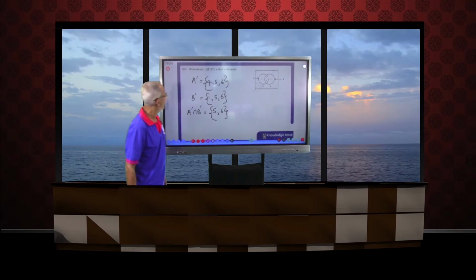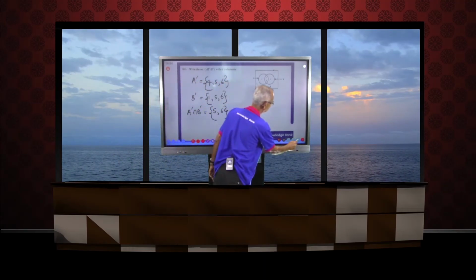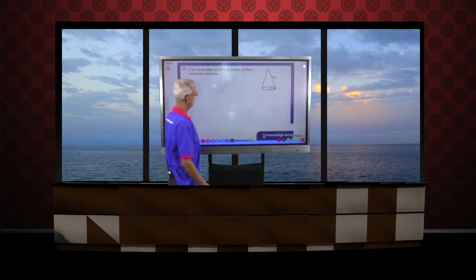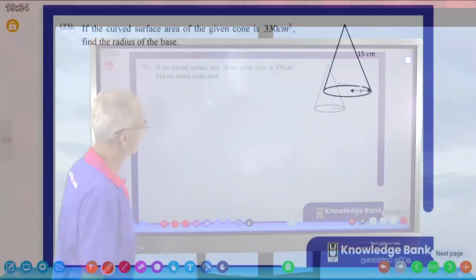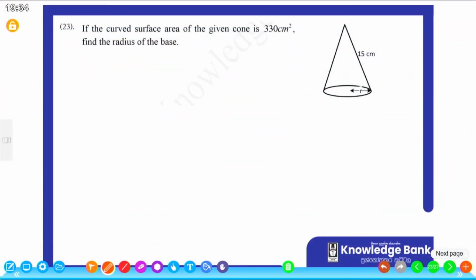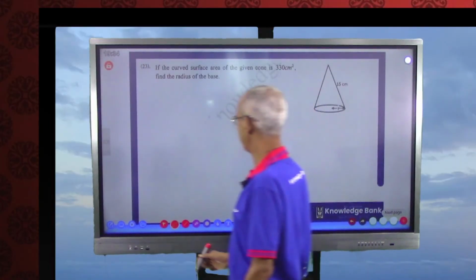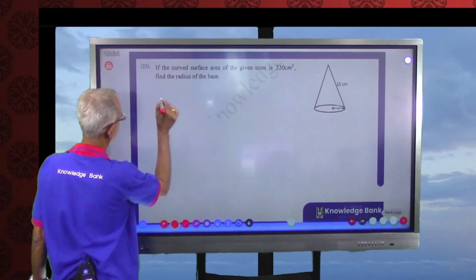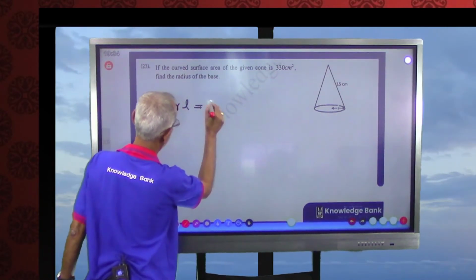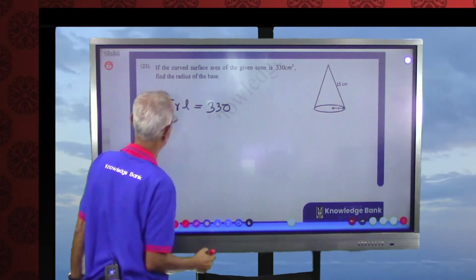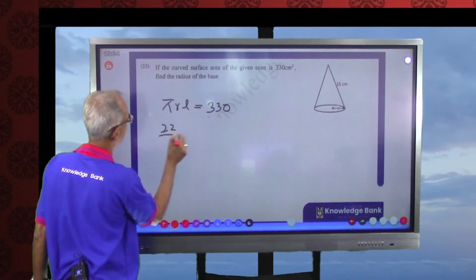Then let's turn to question number 23. If the curved surface area of the given cone is 330 centimeters squared, find the radius of the base. The curved surface area of a cone is pi r l. This equals 330 centimeters squared. Pi means 22 over 7.